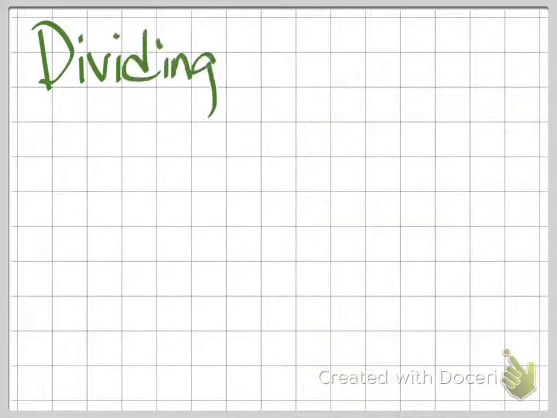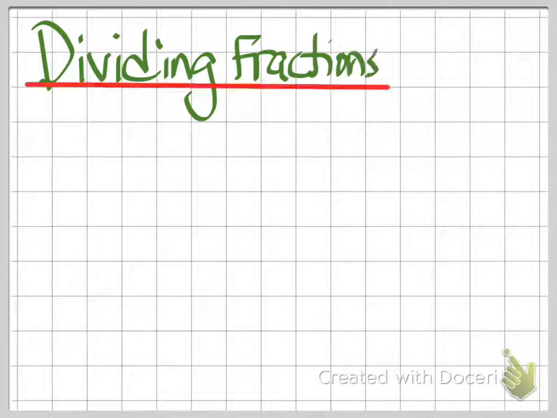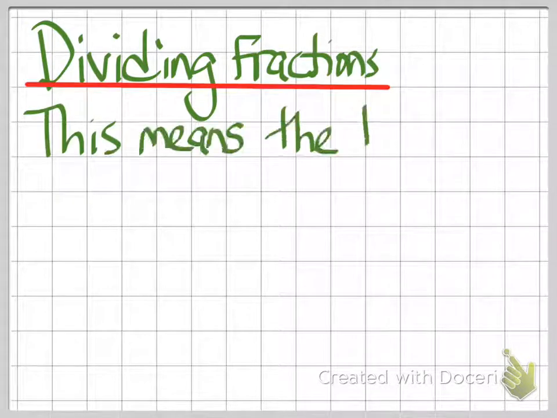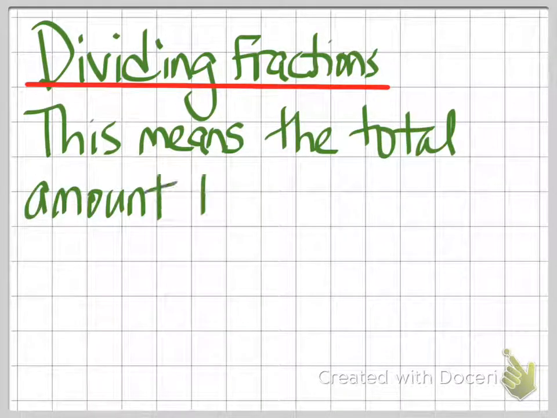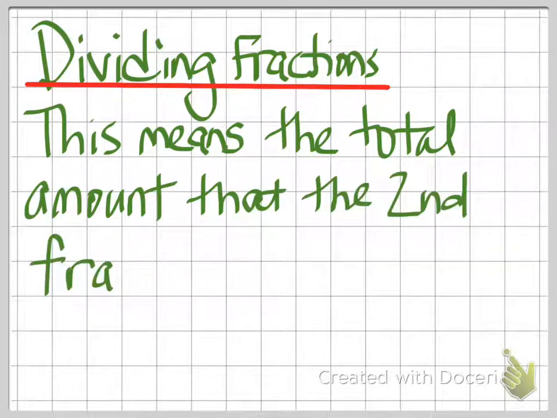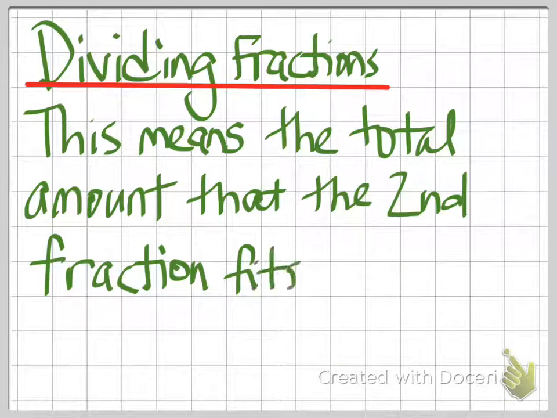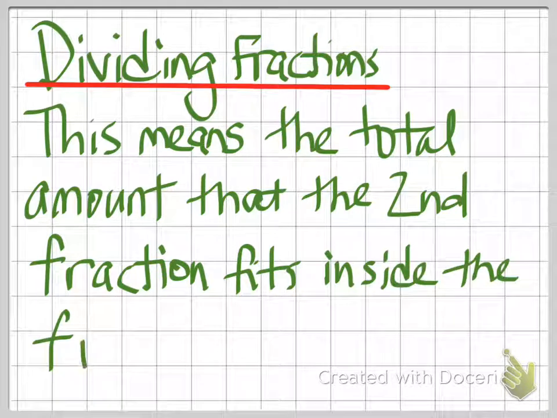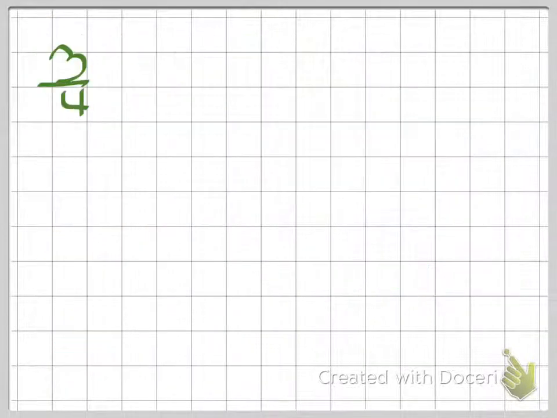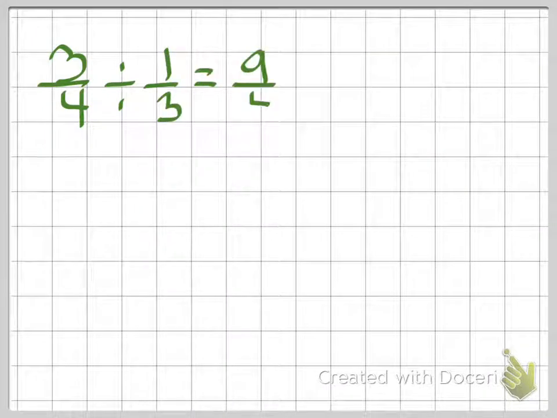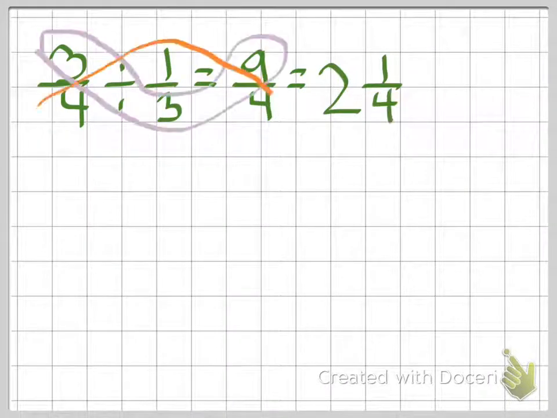Now let's switch gears over to dividing fractions. This is a review from 6th grade, but I know that lots of kids don't understand why they get an answer that sometimes is larger than the two numbers they're even dividing. This is because when you divide a fraction, the answer is how much of that second fraction fits inside the first. Here's an example. 3/4 divided by 1/3 equals 2 1/4.